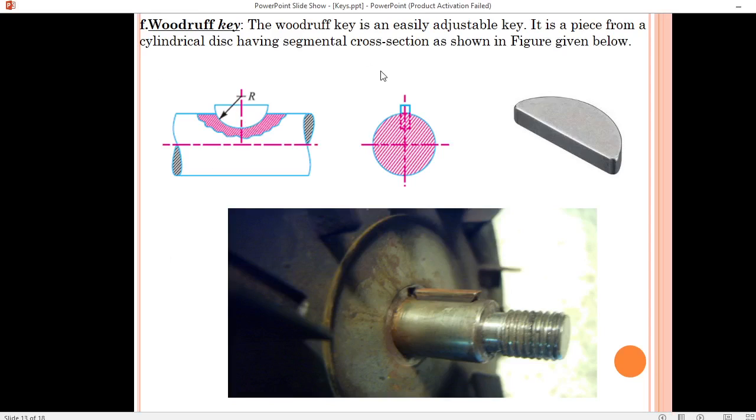Next is our last, that is Woodruff key. Woodruff key is generally a cylindrical piece of disc, okay, and it is easily adjustable. Here you can see how this is inserted in this shaft, okay, and here the cross sectional view, you can see the front view how the key is inserted in this shaft, and here physically you can see how this is easily inserted in this shaft.